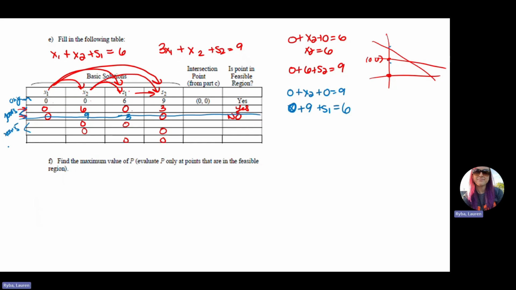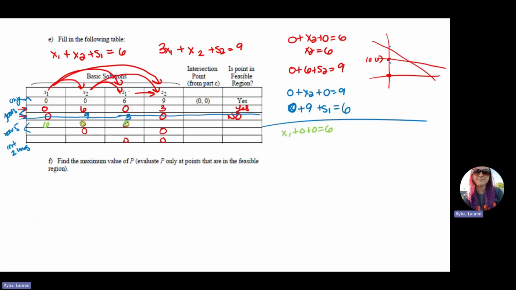And then this is the intersection of the two lines, is always the last one. All right, so if we get some new colors here, x2 and s1 are 0. So I'm going to plug in that first one. x1 plus 0 is 6. So 6.